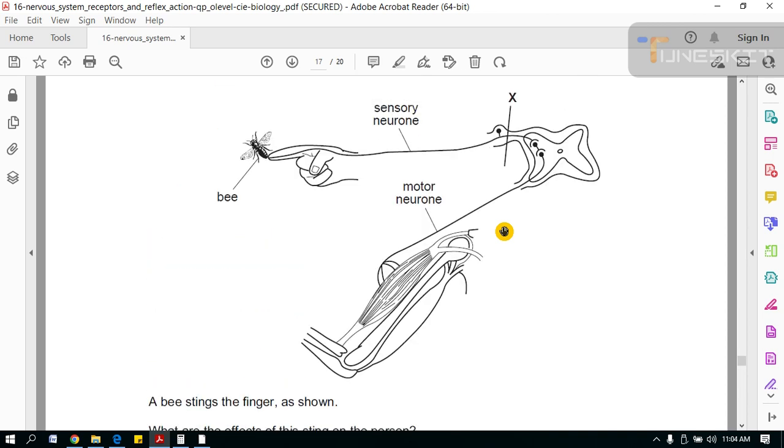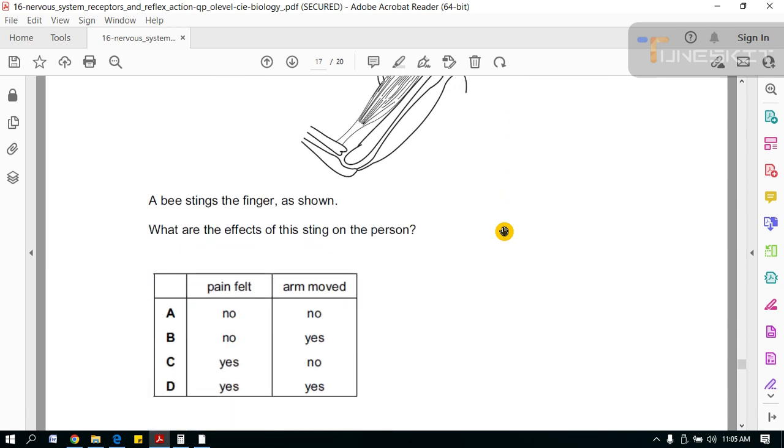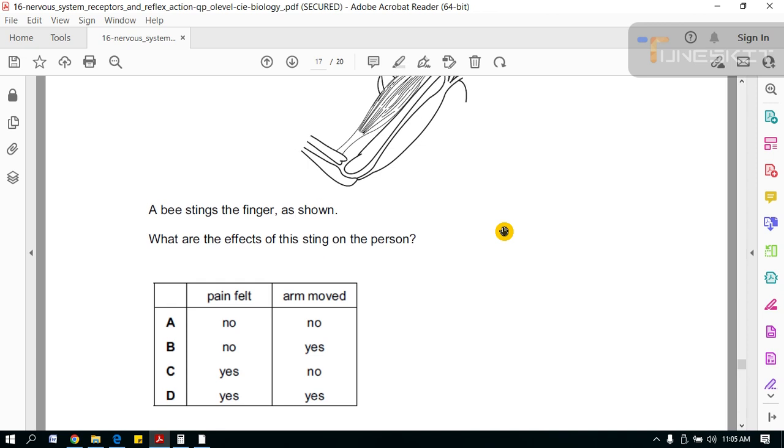Now come towards this diagram. If it is cut from the X point, it means the sensory neuron is cut before reaching the relay neuron or the intermediate neuron. So it means that person will not feel the pain, because X is disconnected before reaching the relay neuron for processing, right? So no pain felt, right? Arm move.